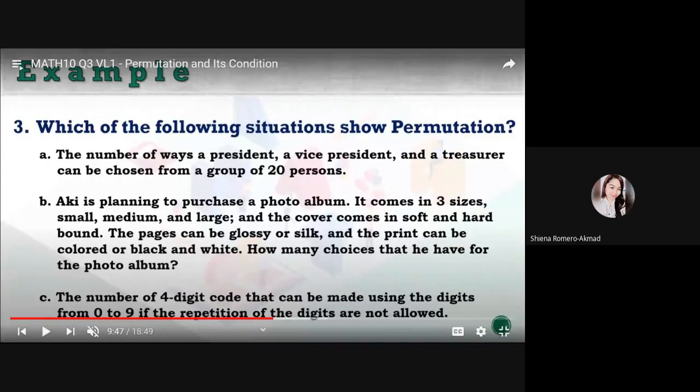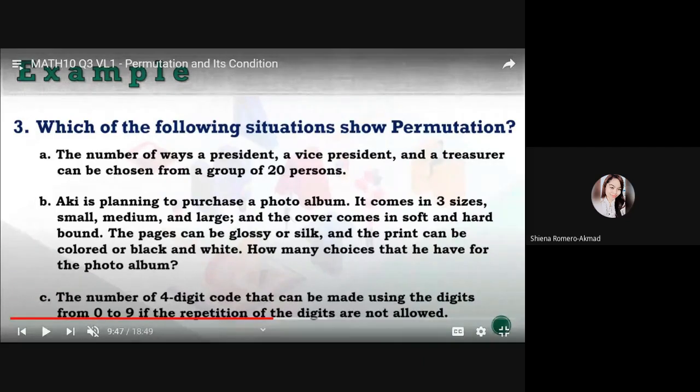Letter B. Permutation yan? Bakit? May choices ng sizes pati yung klase po ng cover. Pati yung color. Okay, so yun yung reason nila kung bakit nila pinili yung letter B. How about the others?